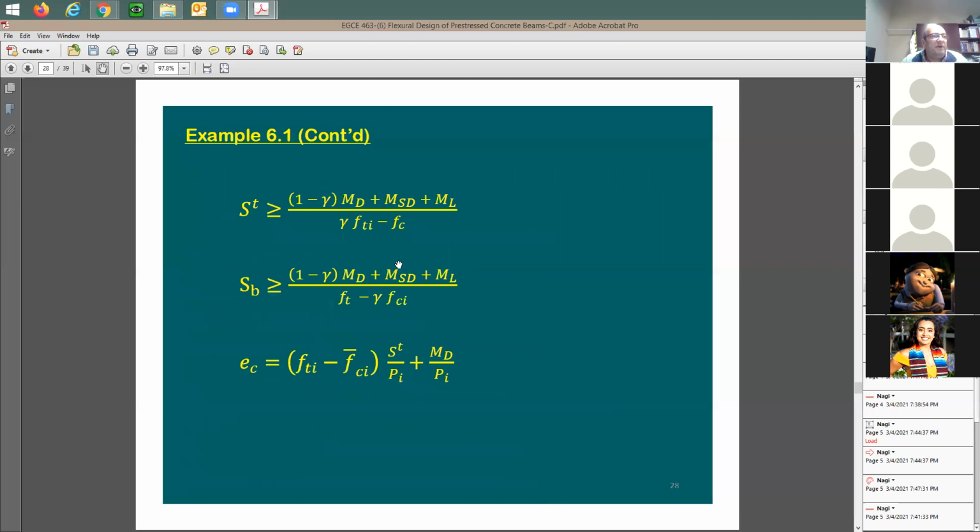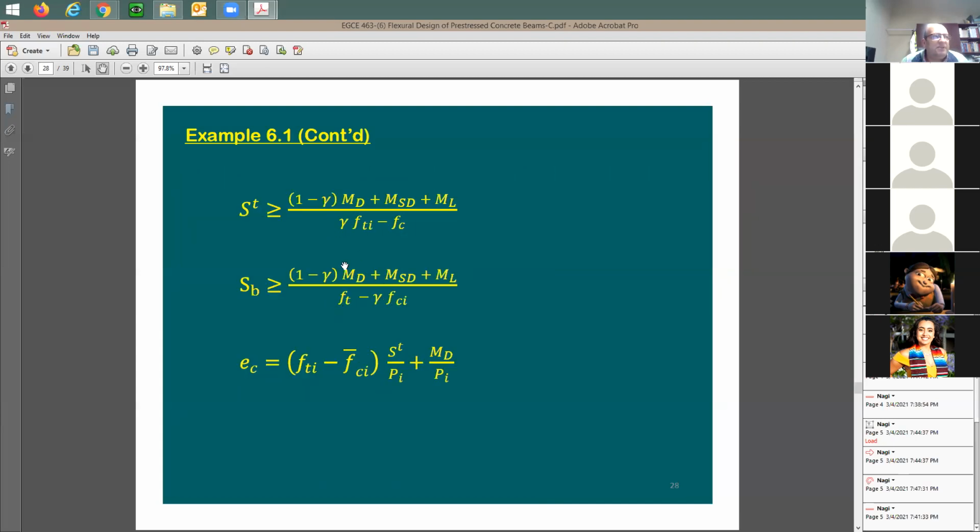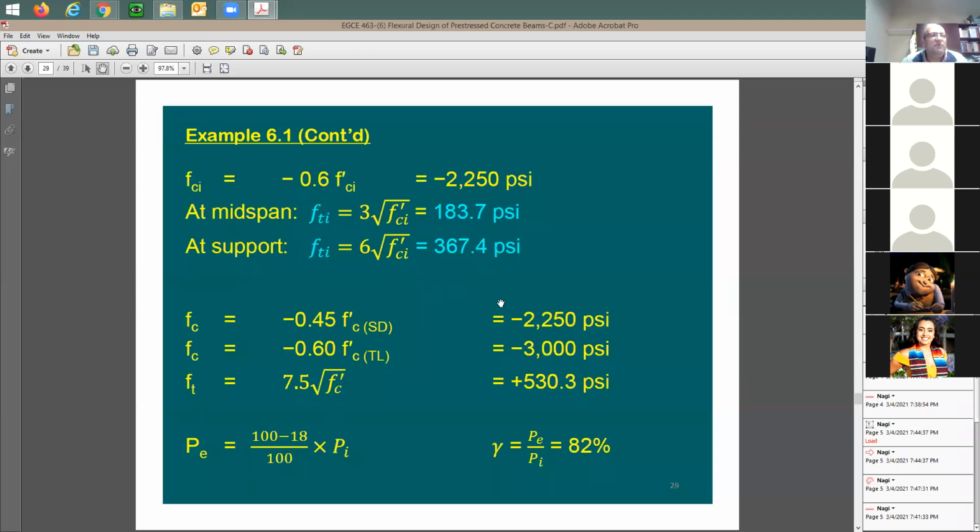All right. Now I have a couple of equations here that I can use. So let me use these two equations and see what happens. Let me find first the allowable stresses. You see these allowable stresses? FTI, FC, FT, and FCI. Let me solve for these first, based on the two slides with the code limits.